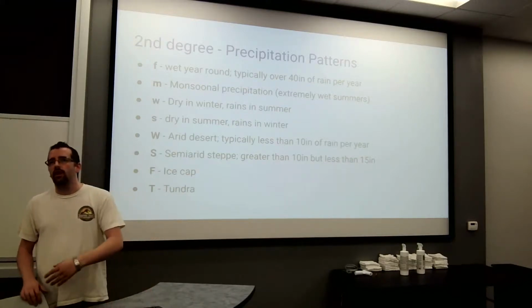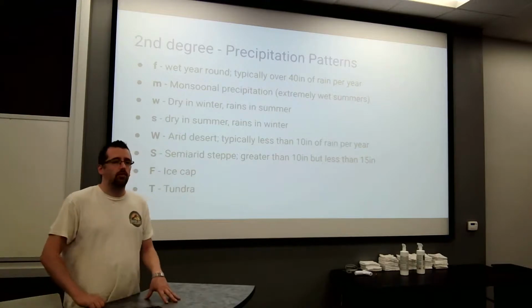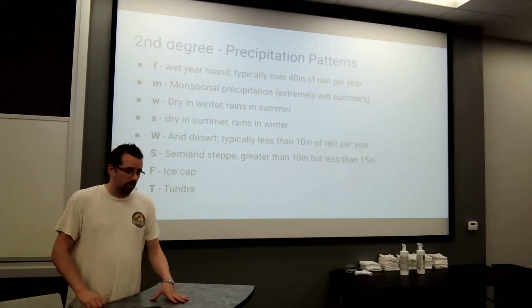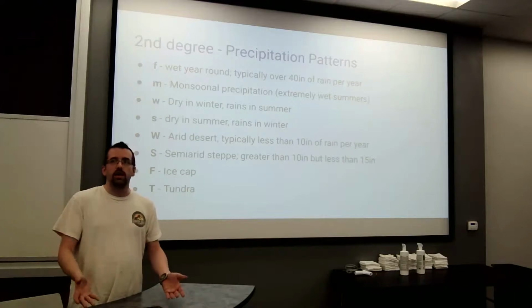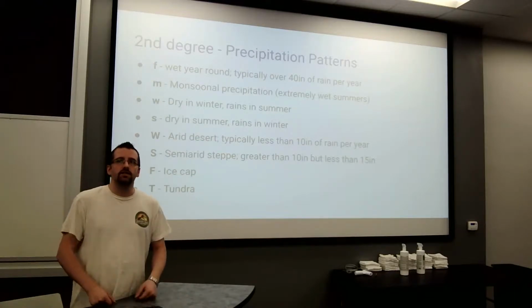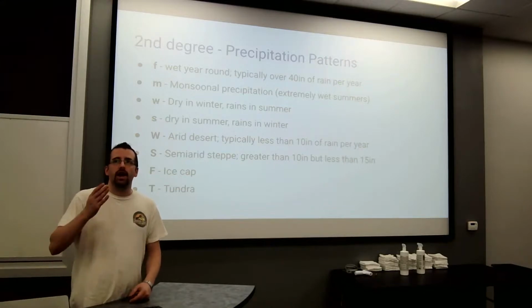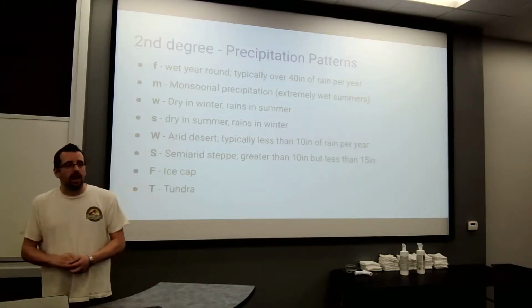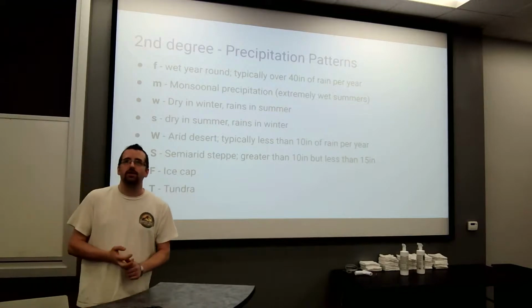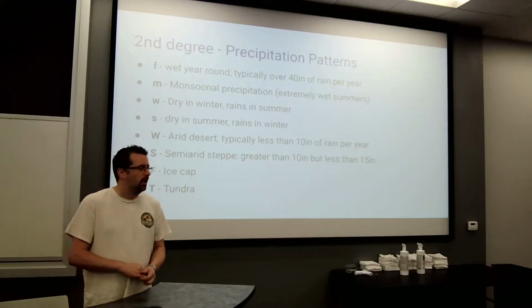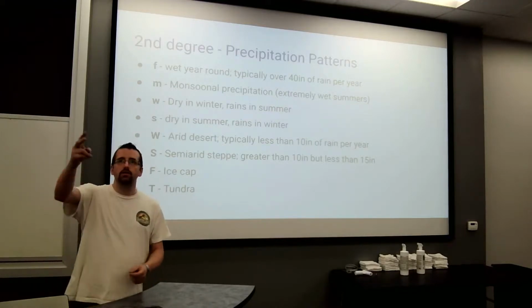So then you have your W, which is dry in winter but rains in summer, which is part of... the northern United States tends to get this, where you're dry in summer, rain in winter is your S. And then the capital W is your arid desert. So you might also be asking, why do we have two W's here?